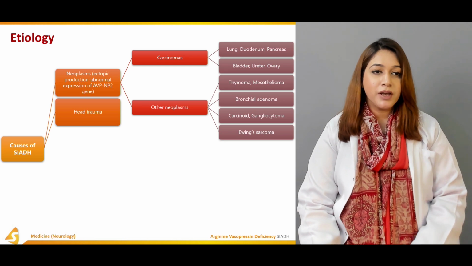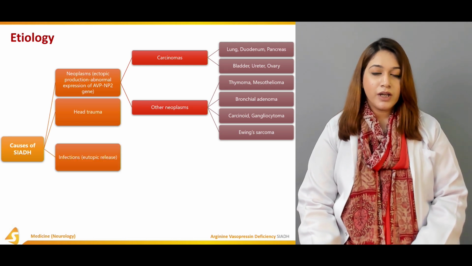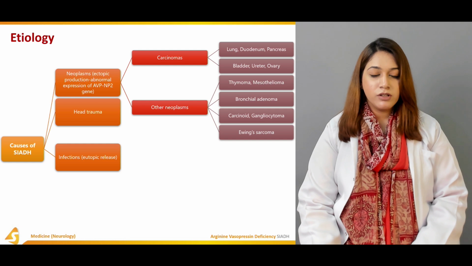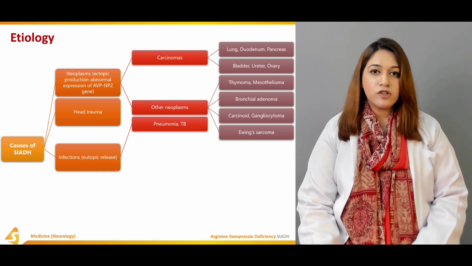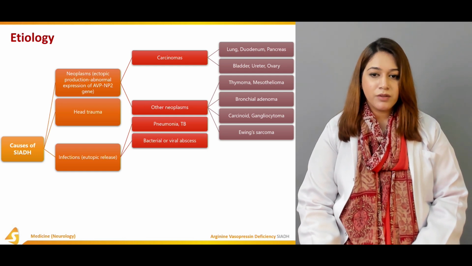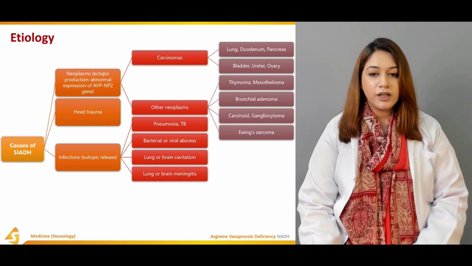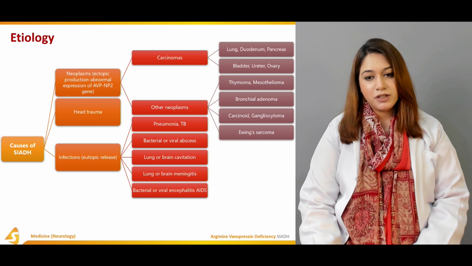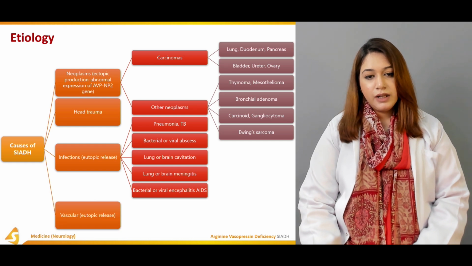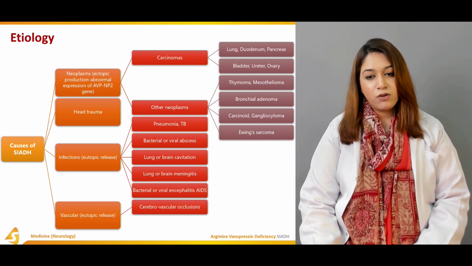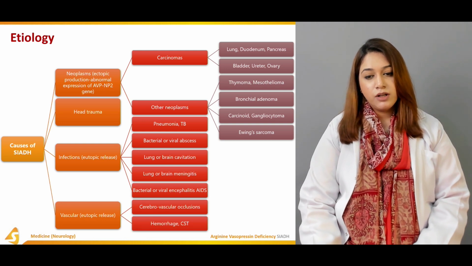SIADH can be caused by head trauma. It can be caused by certain infections which are responsible for the eutopic release of AVP. Those infections include pneumonia and TB, bacterial or viral abscesses, lung or brain cavitations, and meningitis. It can be caused by certain vascular causes, such as cerebrovascular occlusions and hemorrhage.